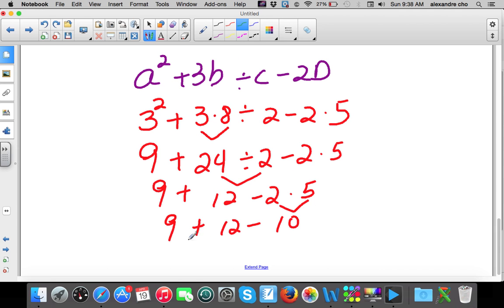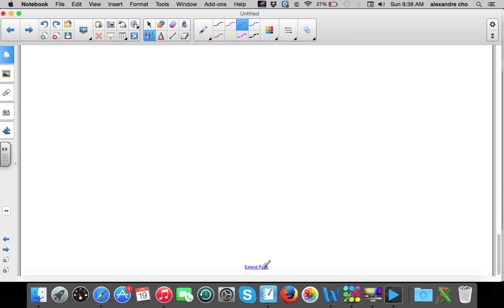I will do addition or subtraction, whichever one comes first from left to right. 9 plus 12 is 21. Minus 10. Final answer, 11. Okay? Last question.